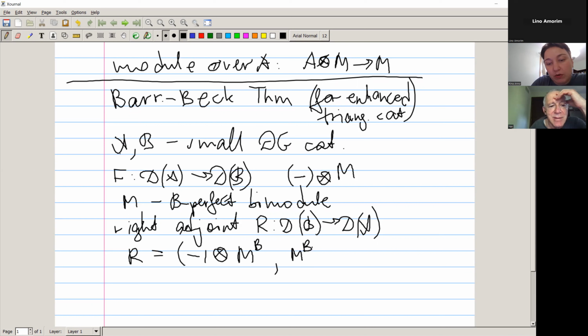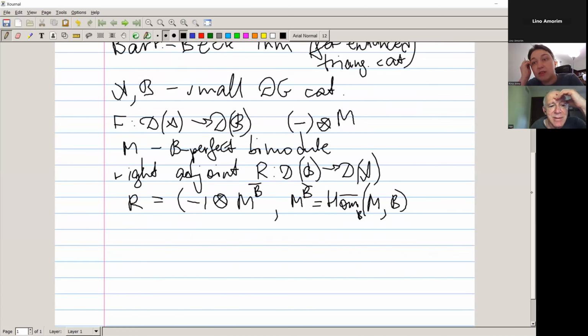That is, Hom over B of M and B. One needs to tweak these definitions a bit to make them derived functors. So you have to resolve Hom_B(M,B): it's a derived tensor with it, or tensor with a resolution of it, a good module quasi-isomorphic to it. But the idea is that we need M to be perfect in order for there to exist a right adjoint, which is then also a tensor functor.